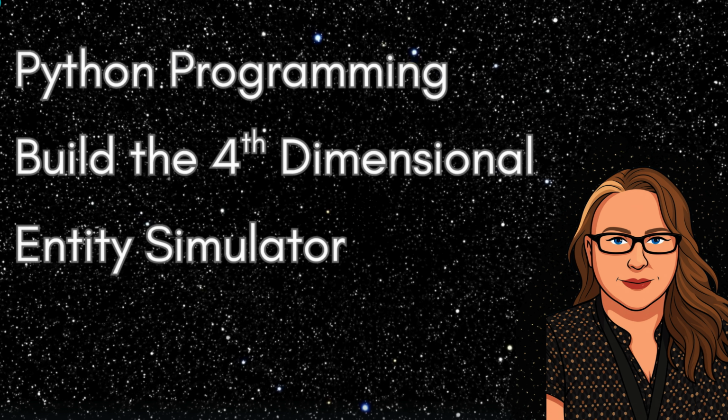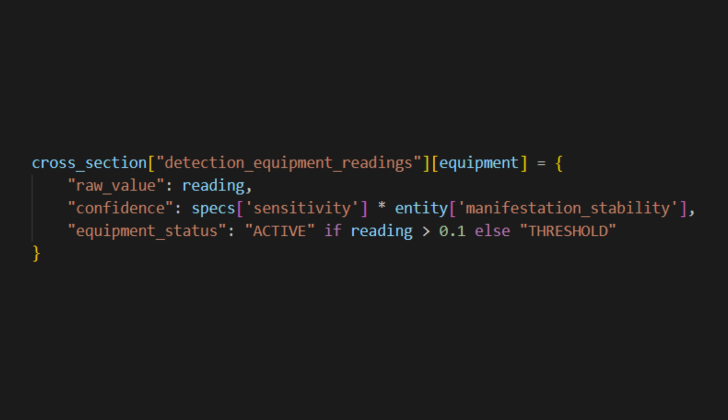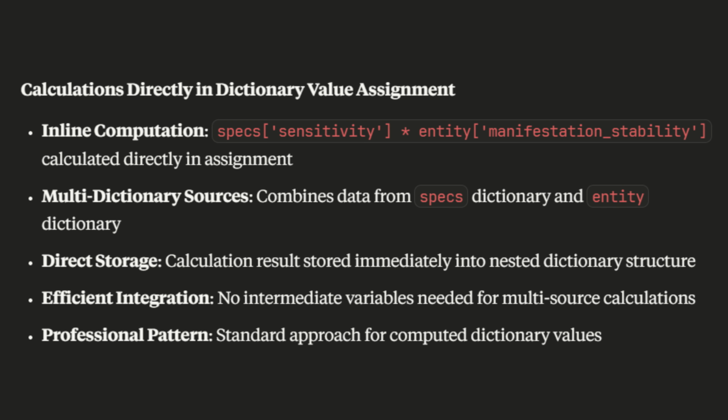Now let's focus on the sophisticated calculation happening in this dictionary value assignment here, where we've got confidence, spec sensitivity multiplied by entity manifestation stability. This demonstrates how to perform calculations directly within dictionary value assignments, combining data from multiple different dictionaries and storing the result directly into your data structures.